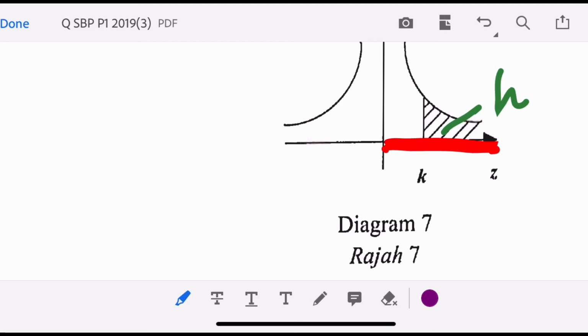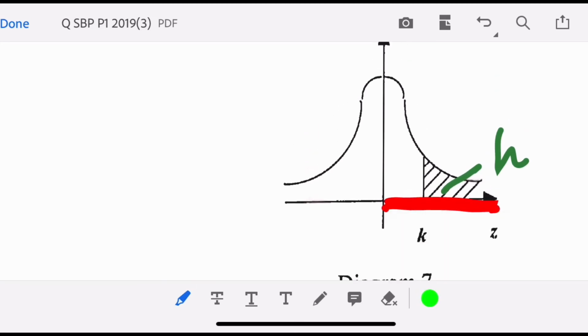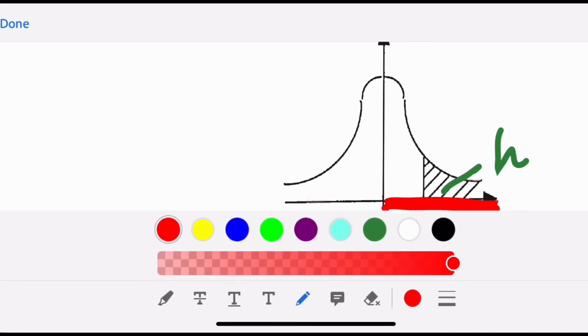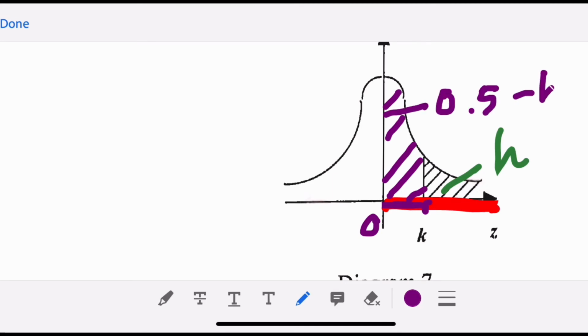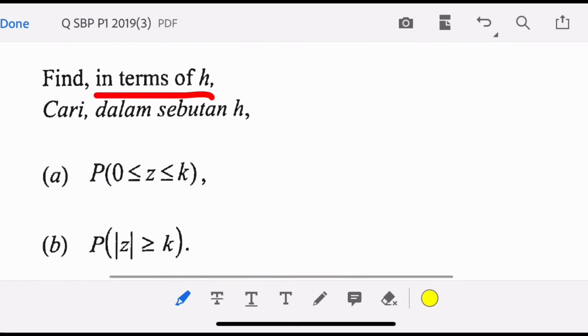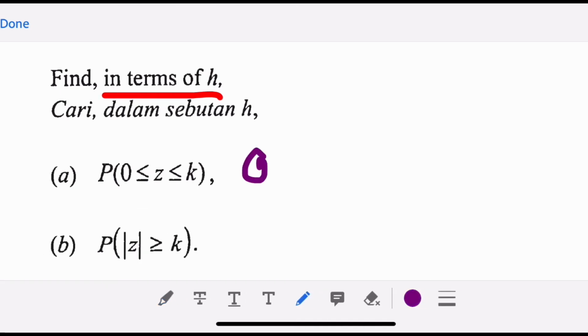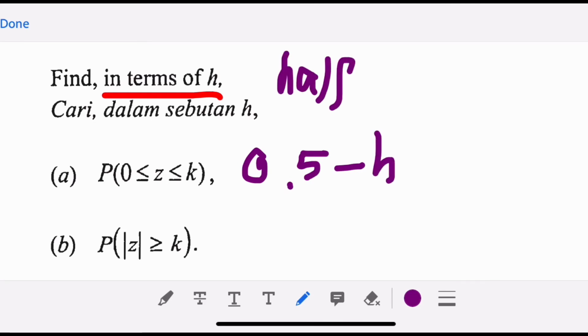As you can see, from 0 to k, that area can be found using the concept that the area for the half bell is 0.5. The one that I shade in purple color is the one the question asks you to find. So the purple area is half of the bell minus h, which is very simple, isn't it? Now the next part, the majority of the students will make a mistake. The first part they can get marks: 0.5 minus h. They knew that for half of the bell, the area is 0.5.